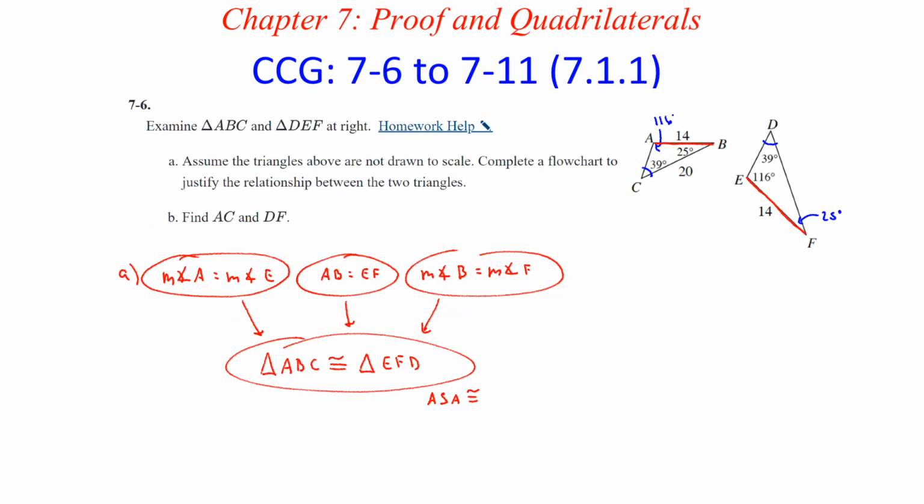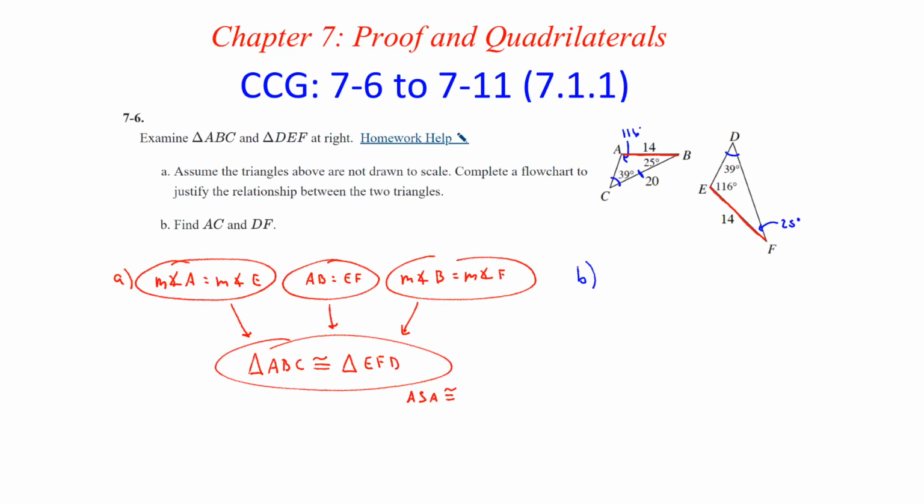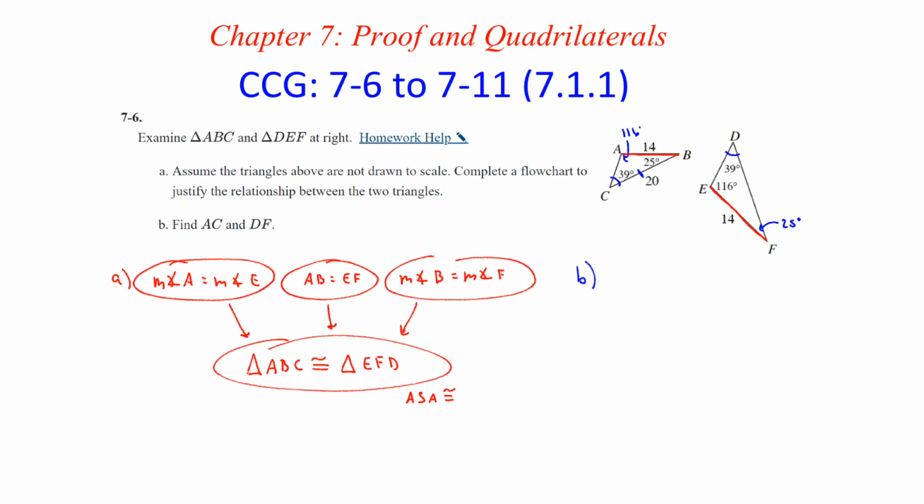All right, on part B now, it asks to find AC and DF. Since we now know the triangles are congruent, BC matches up with the side length between 39 and 25, which would be DF. So we know DF is equal to CB, and since CB is 20, we know DF is also equal to 20 units.